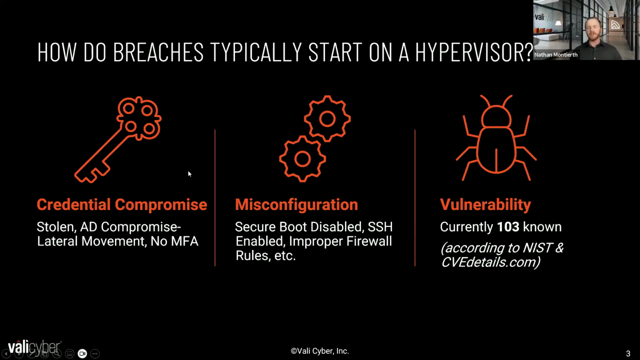We can also talk a little bit about how breaches typically start. For those of you who maintain a hypervisor, which in this group is probably quite a few, you may or may not be aware that some of the most common methods for the initial breach of a hypervisor environment are credential compromises, misconfigurations, and vulnerabilities. Now, in my demonstration today, we're going to talk very specifically about a vulnerability that exists in the ESXi hypervisor environment. But there are a lot of them.